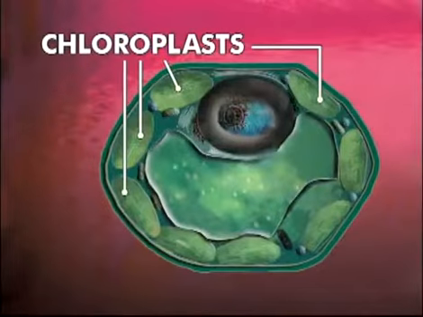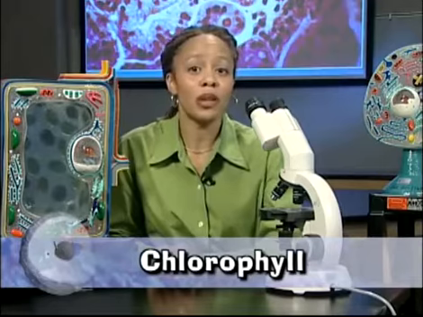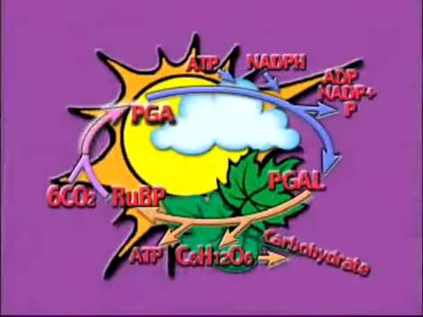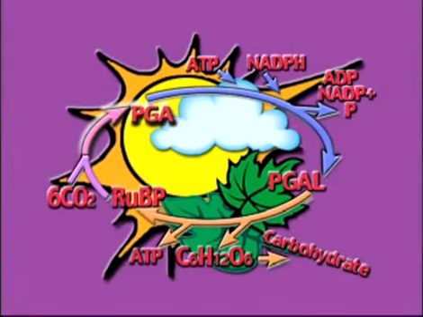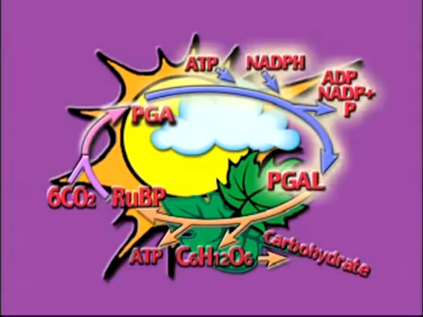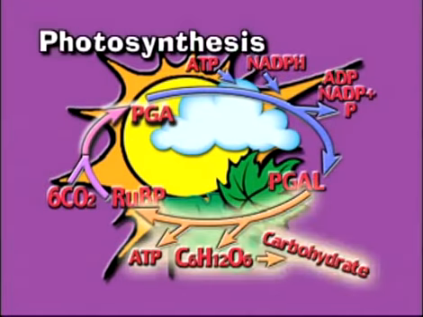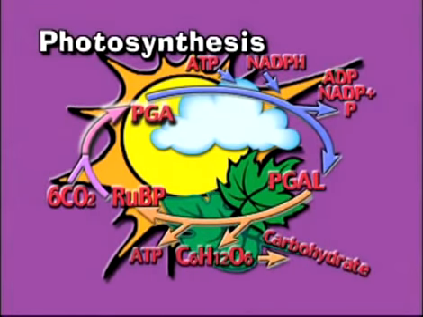The chloroplast is the other organelle found only in plant cells. Inside the chloroplast is a substance called chlorophyll, which gives plants their green color. Chloroplasts take the sun's energy and convert it to sugars, creating power for the plant in a process called photosynthesis.